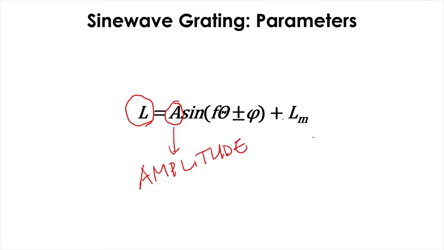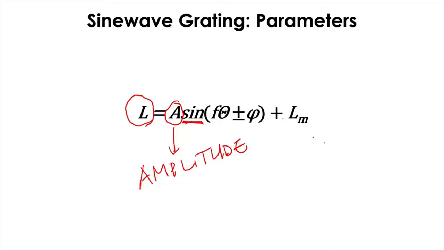The amplitude of the sine wave function defines how high and low the peaks and valleys are in that undulating function. And the difference between the peaks and valleys defines the contrast of the grating. And then here is just the sine function. It can be replaced by the cosine function, right? So you can have either sine wave grating, but these are all the same family of functions, so you can replace this with a cosine function.